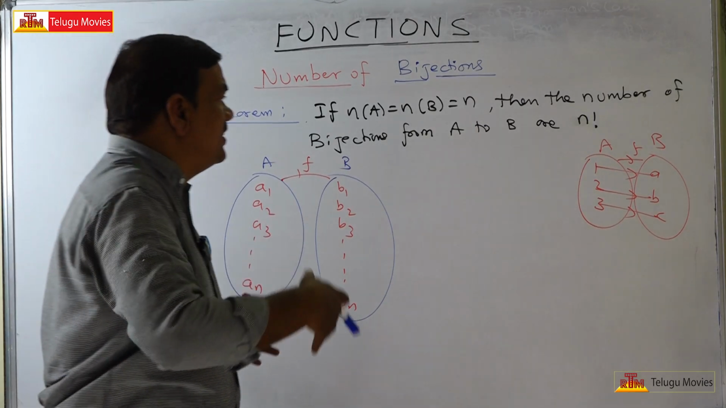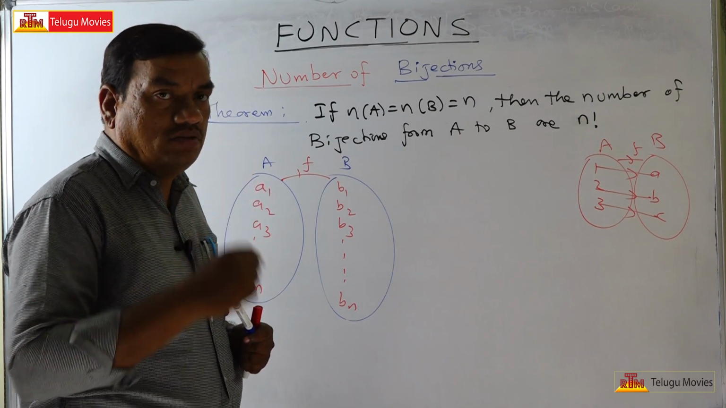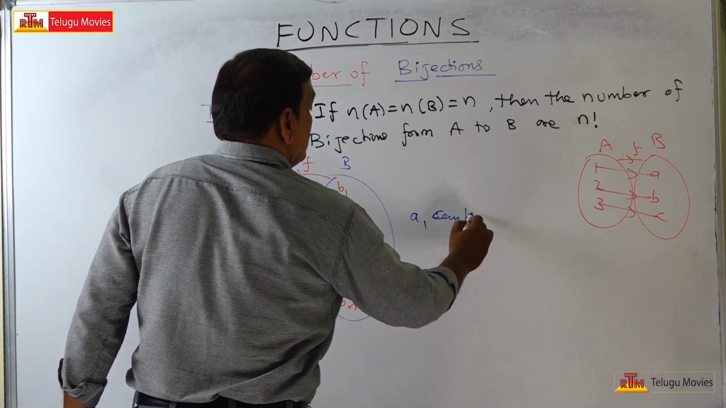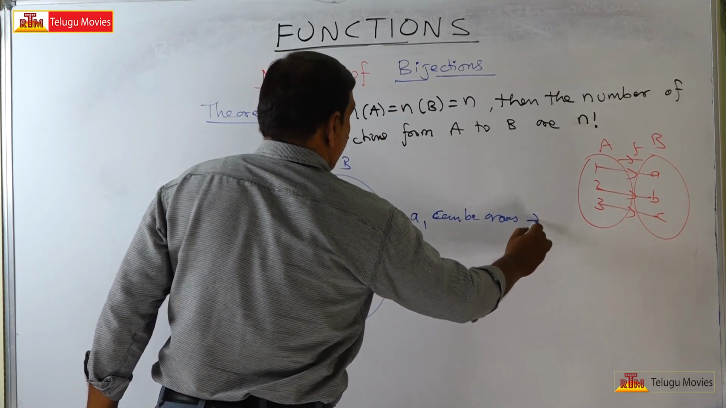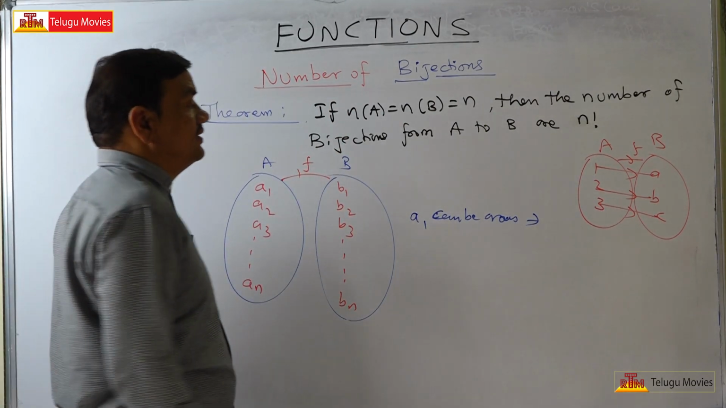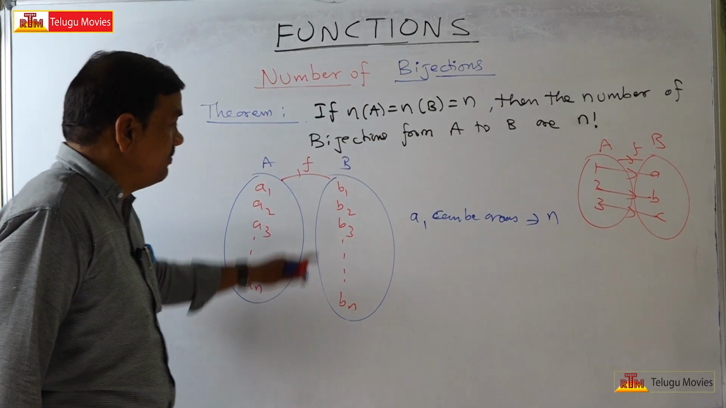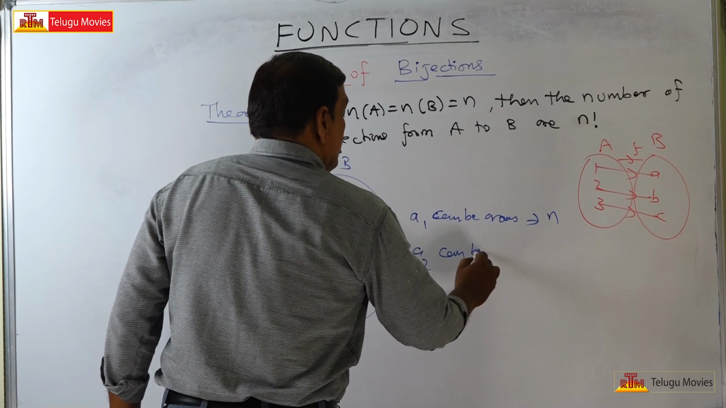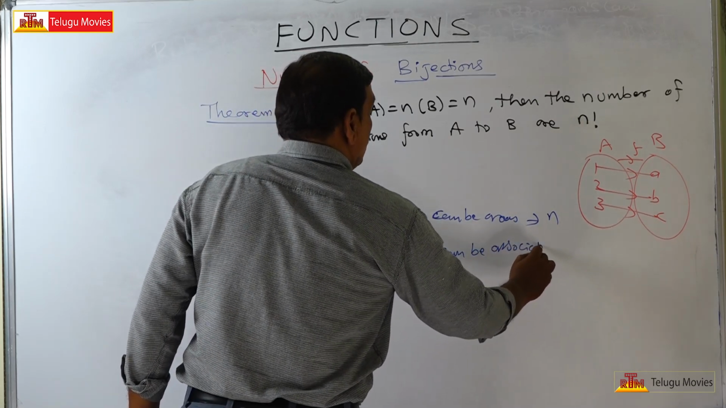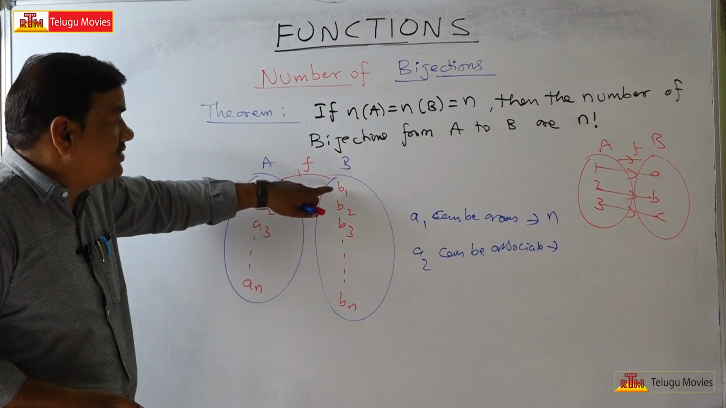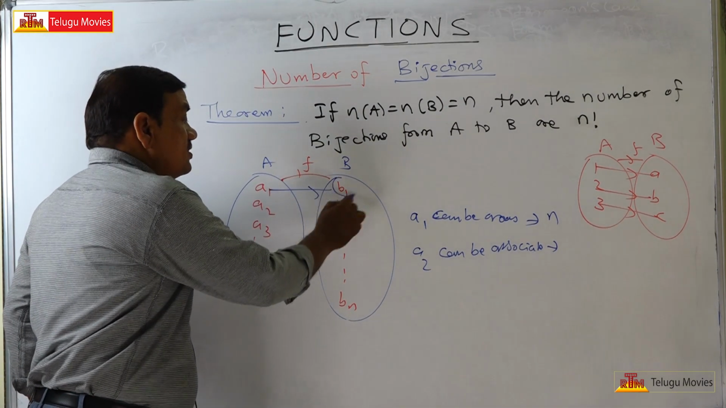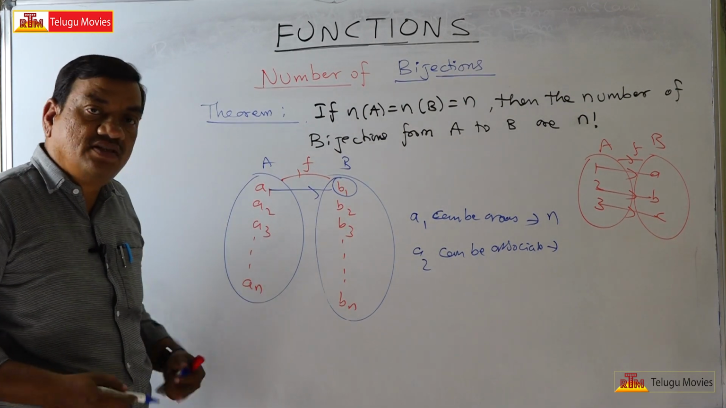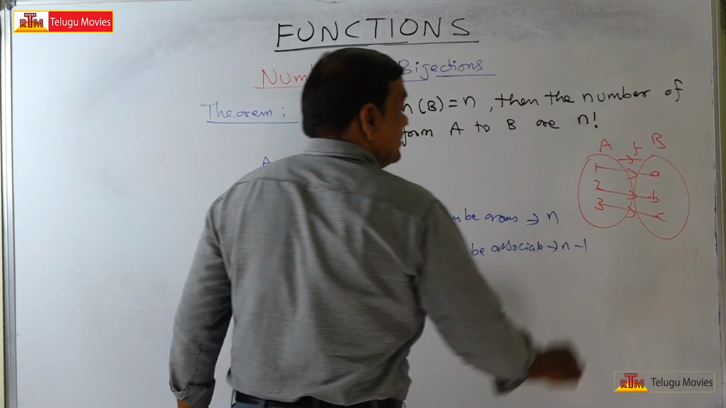We will proceed in the same format as for functions. Right, a1 can be associated in how many ways? n ways. Why? Because here there are n elements. The element a2 can be mapped onto the elements of B in how many ways? Already one element is reserved by a1. Already b1 is reserved by a1. How many elements remain? n minus 1 elements remain.